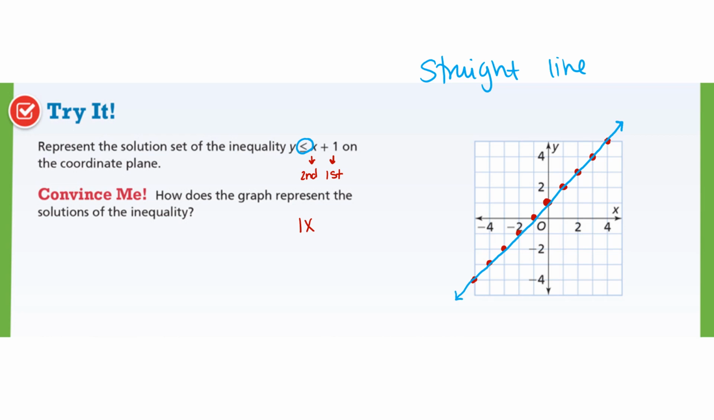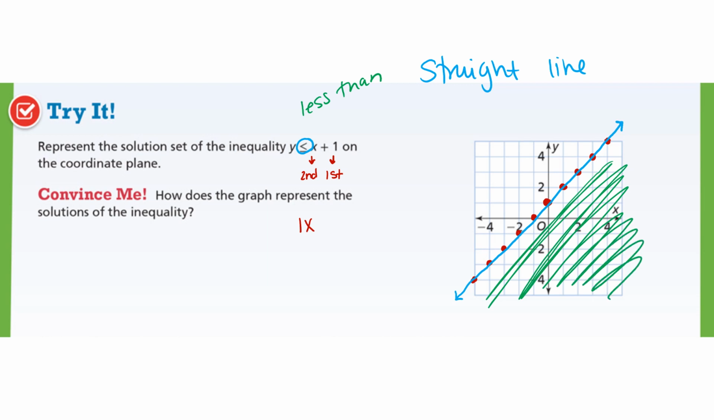It is a less than symbol. Less than means we want to shade below the line. So again, we would shade anything on the graph that is below the line that we drew.